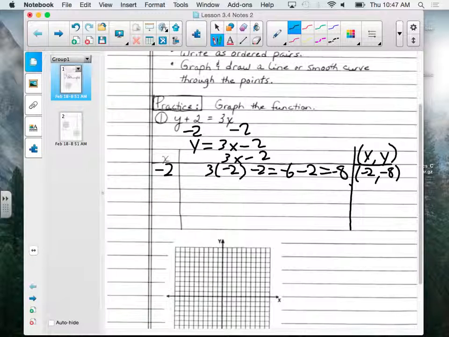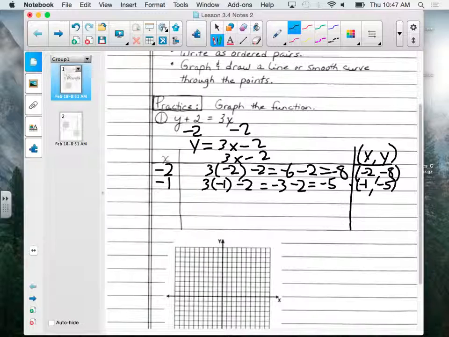Alright, so we need at least one more negative number, so negative 1, is that good with everyone? So we plug in negative 1 for x: 3 times negative 1 minus 2, that equals negative 3 minus 2, and that equals negative 5. Write that as your ordered pair, negative 1 comma negative 5. And that is your second ordered pair.